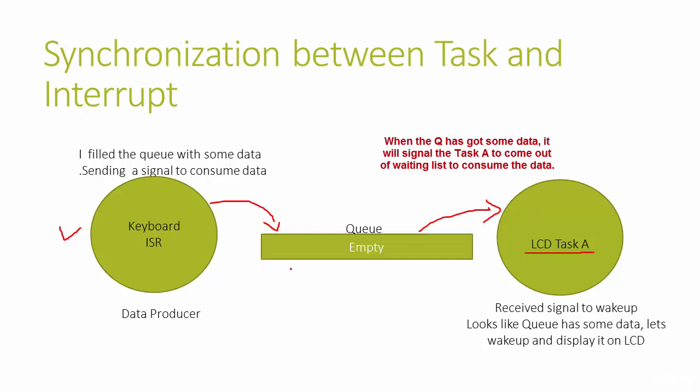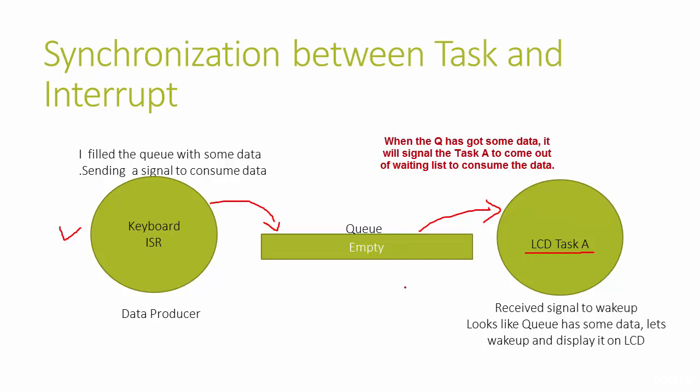Here, if the queue is empty, the LCD task may go to sleep. It need not wake up, right? Or it may block. Whenever the keyboard ISR runs, it will get the data from the keyboard and put the data into the queue. Once the queue has some data, the queue will wake up that LCD task: there is some data available in my queue and now it's time for you to wake up and consume the data. Then the task can start executing and consume the data in the queue.